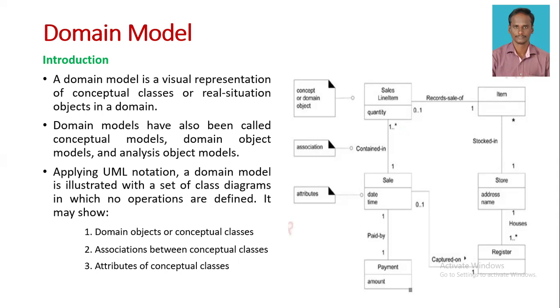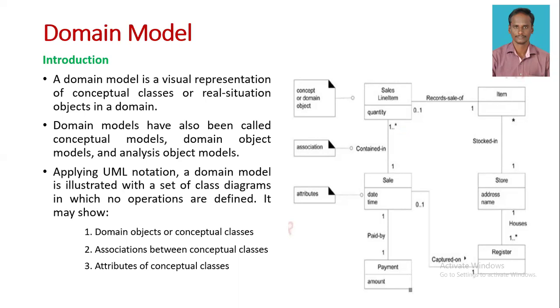Applying UML notation, a domain model is illustrated with a set of class diagrams in which no operations are defined. It may show domain objects or conceptual classes, associations between conceptual classes, and attributes of conceptual classes. An example is given here. So here we have many conceptual classes called sale line item, sale, payment, item, store, and register.